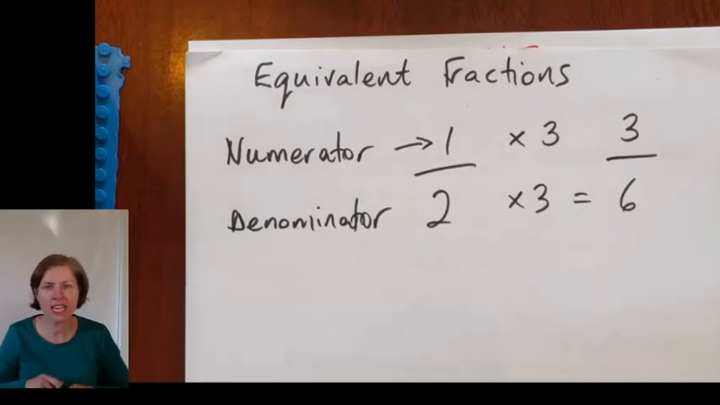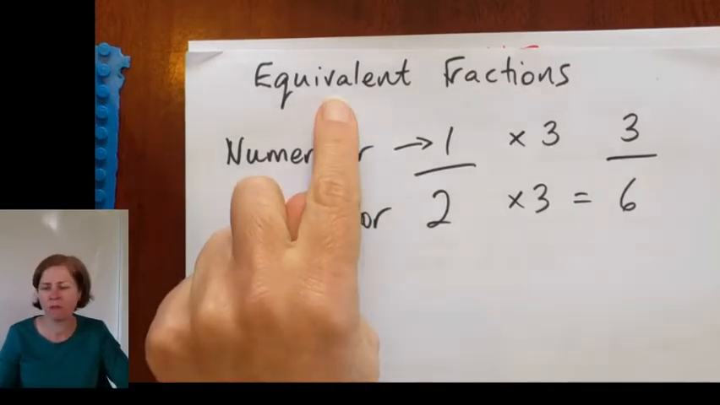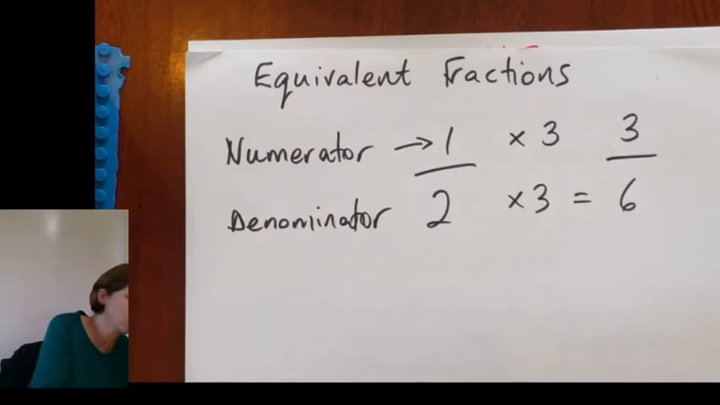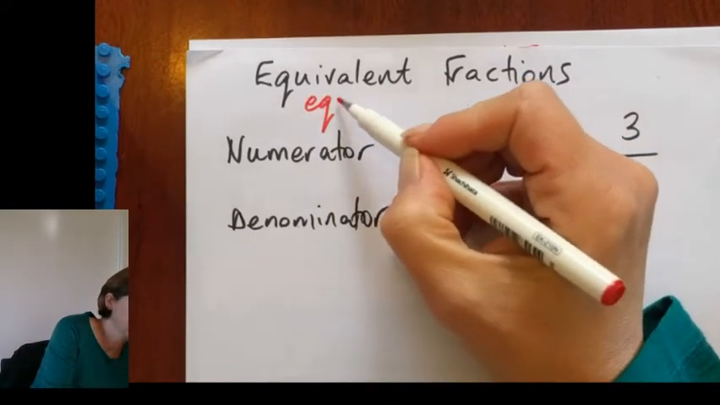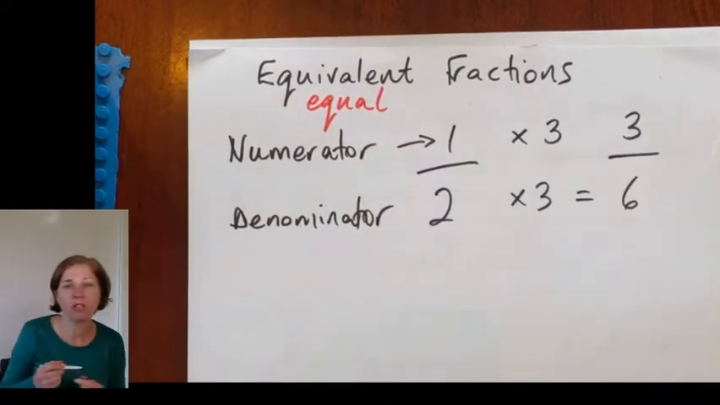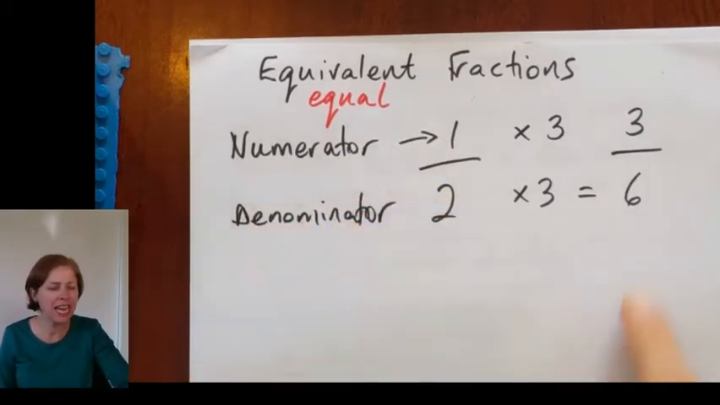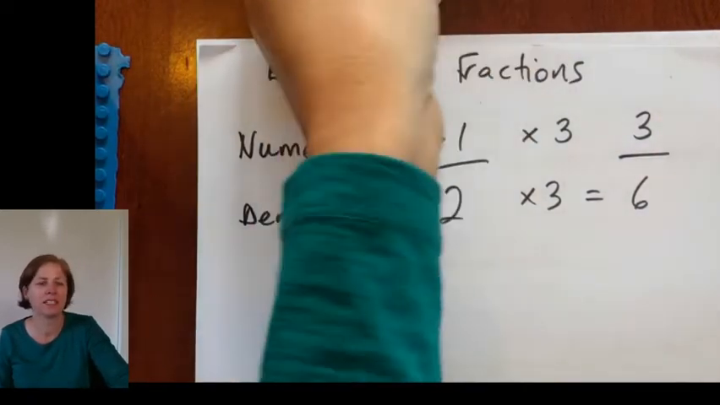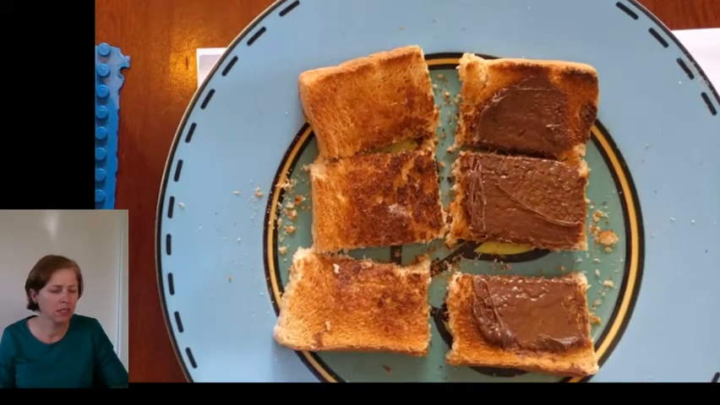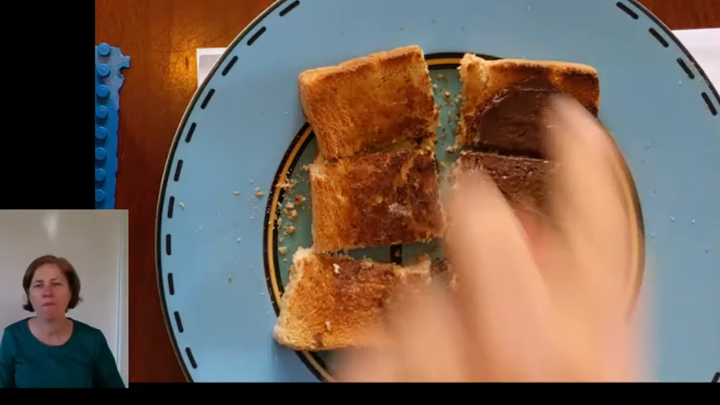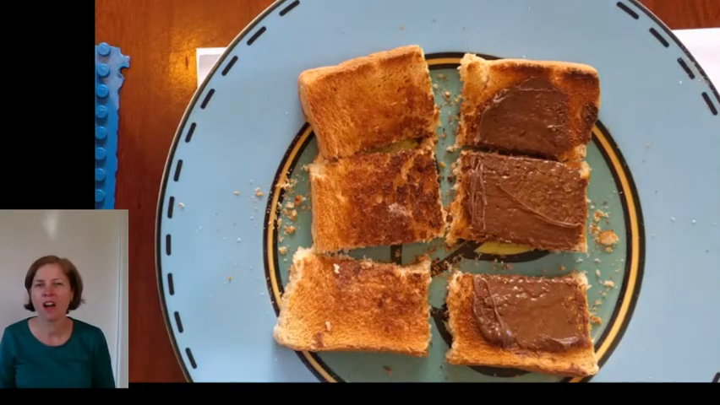But the important thing here is this word equivalent. Equivalent is a lot like the word equal, and it starts with the beginning of equal. When you've got equivalent fractions, they're equal. So if I've got 1/2, that's actually equal to 3/6. See, when I cut up my toast, I didn't change how big that toast is. I've just cut it into 3 pieces.